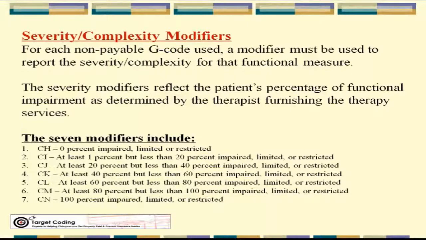The physical therapist must use his or her clinical judgment to combine the results of all these tests and measurements and determine the appropriate percentage of impairment. So an example, a 30% impairment is what? That's the CJ modifier. The documentation must support the level of impairment and the modifier chosen.